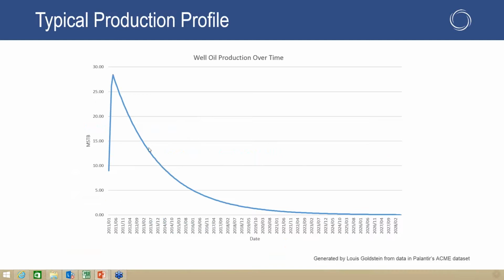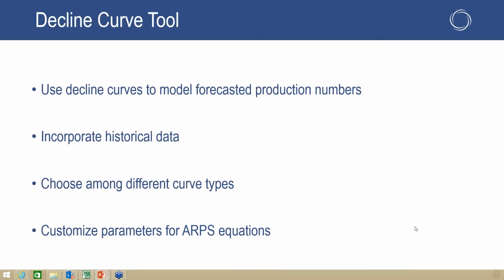And this decline is what we call a decline curve, and there are certain equations that are very commonly used in oil and gas economics that capture this curve. So the goal then is to determine what parameters we need to get a curve that models the production that we expect.